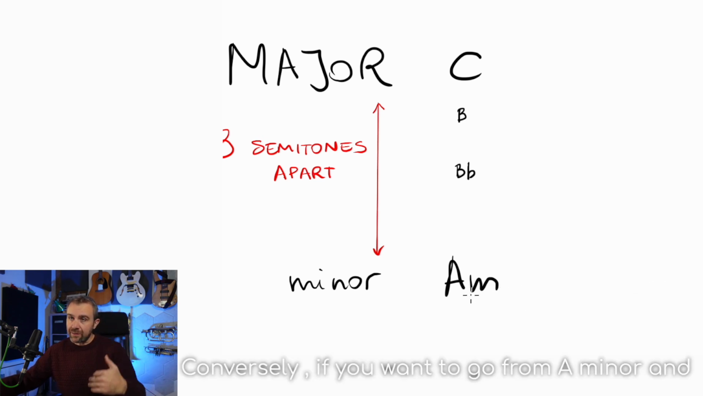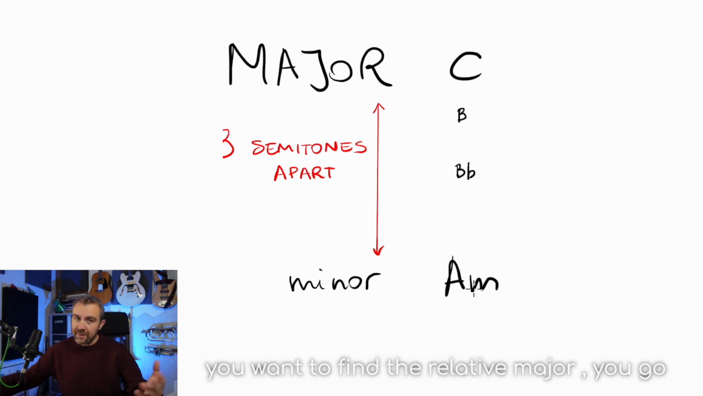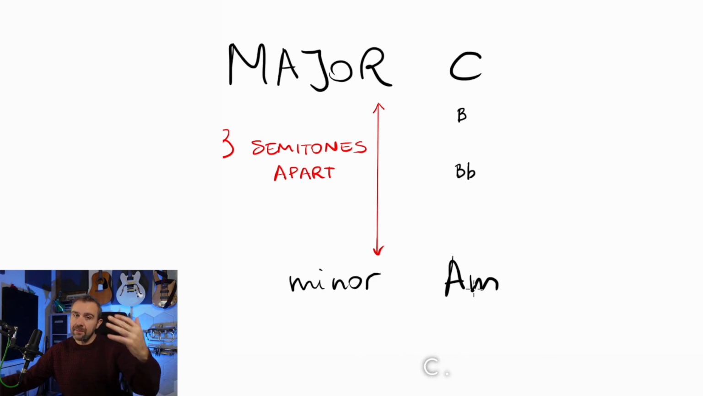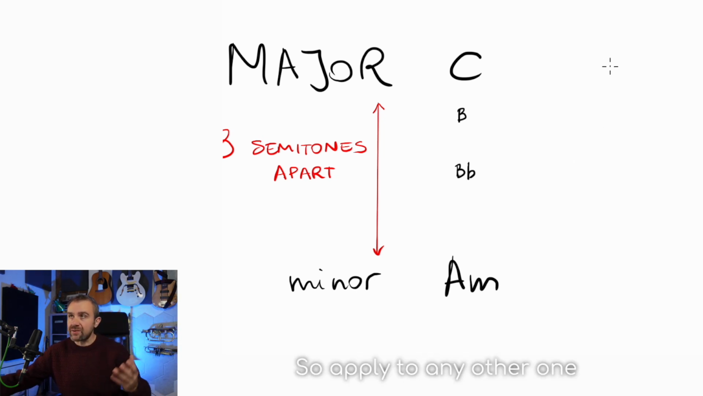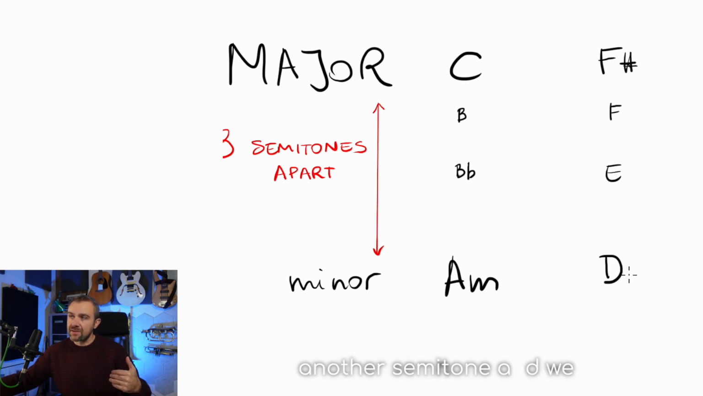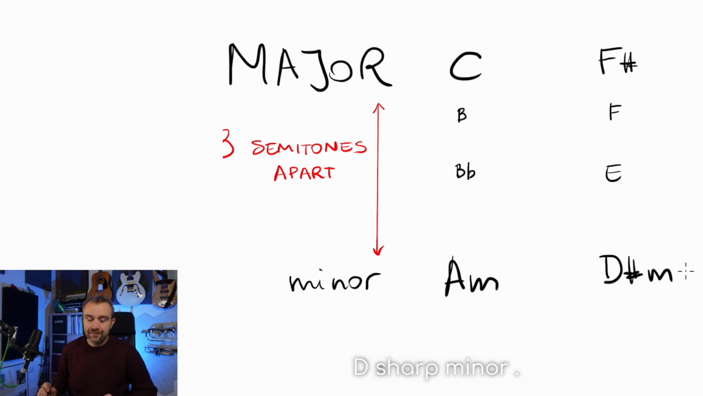Conversely, if you want to go from A minor and you want to find the relative major, you go up 3 semitones. So A, B flat, B natural, C. Let's apply it to any other one. If we want to go from A sharp major, we go down a semitone, another semitone, and another semitone, and we'll find that it's a D sharp minor.